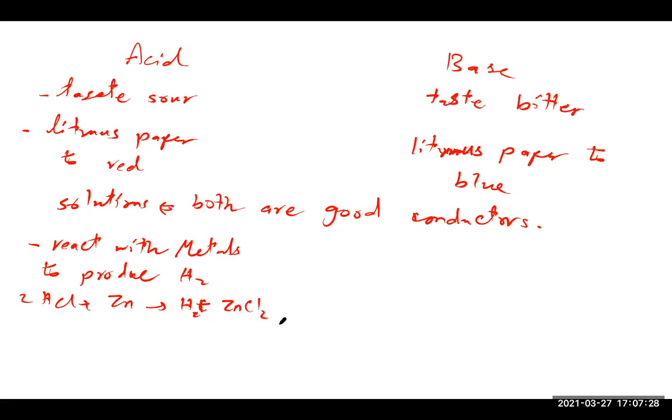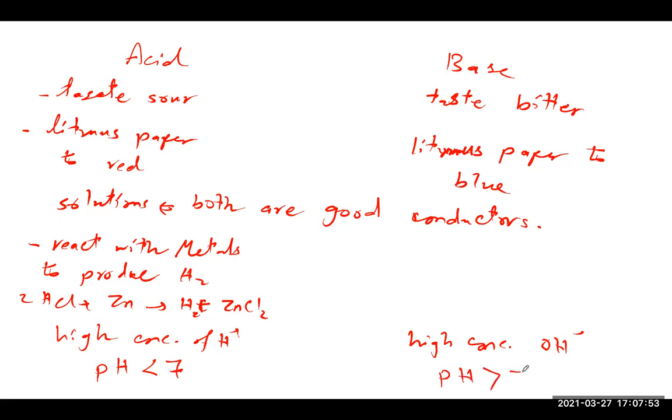If we have an acid solution, it means that we have a high concentration of hydrogen ion, H+. If we have a base solution, it means that we have a high concentration of hydroxide ion. If we measure the pH for an acid, it will be less than 7. If we measure the pH for a base, it will be higher than 7.